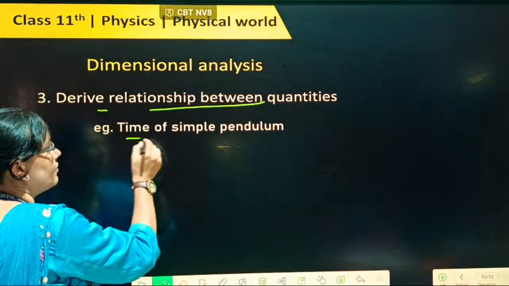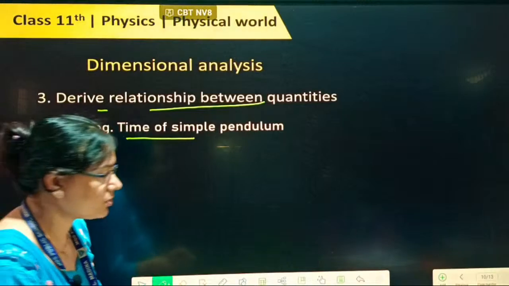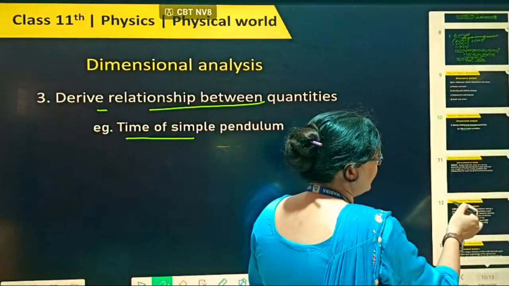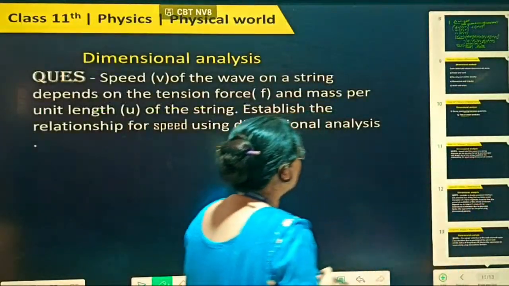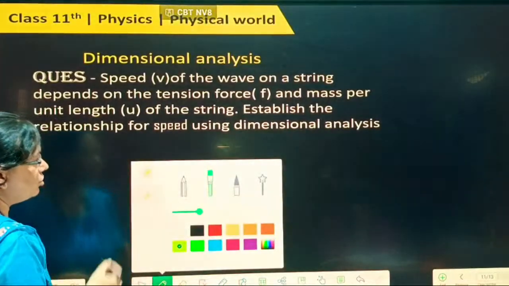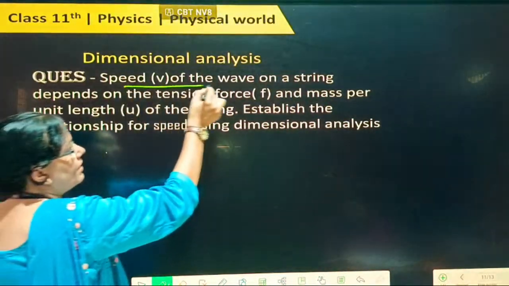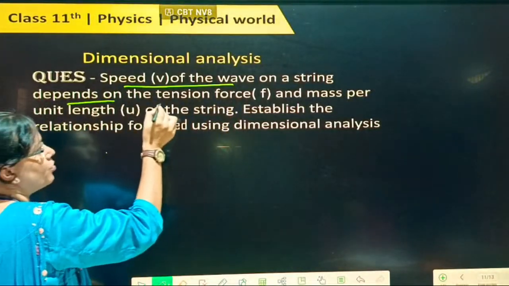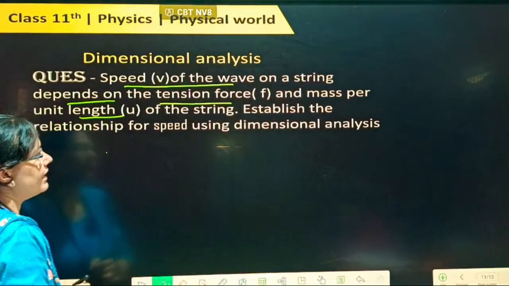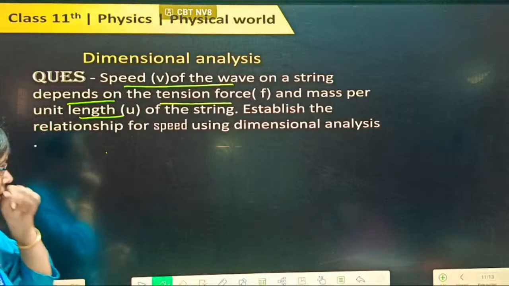For example, the time period of a simple pendulum is an example. We will solve some questions related to it, and see how we can derive any relation or equation using different quantities. Here is the first question: the speed of a wave on a string depends upon the tension force and the mass per unit length of the string. Find the relation of the speed using dimensional analysis.